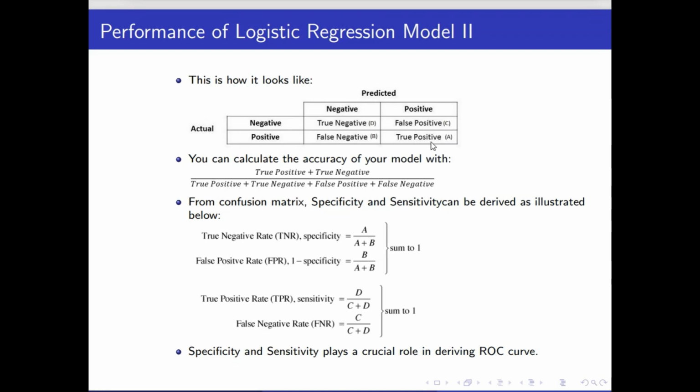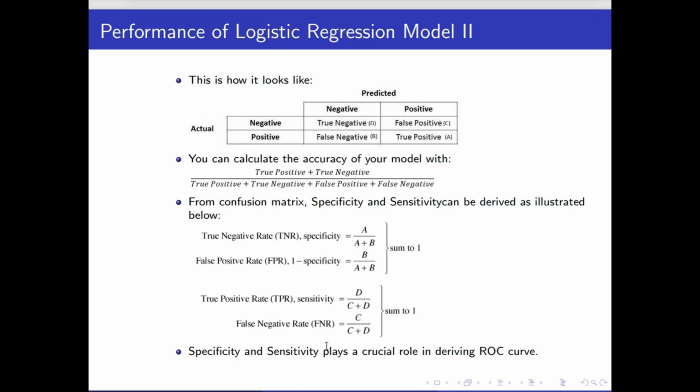Precision is true positive divided by true positive plus false positive. The sum of specificity and 1 minus specificity should equal 1. Sensitivity is nothing but the true positive rate, TPR. Here it is the true negative rate, which equals d divided by c plus d, that is, true negative divided by false positive plus true negative. So here also, sensitivity and its opposite, the false negative rate, should sum to 1.